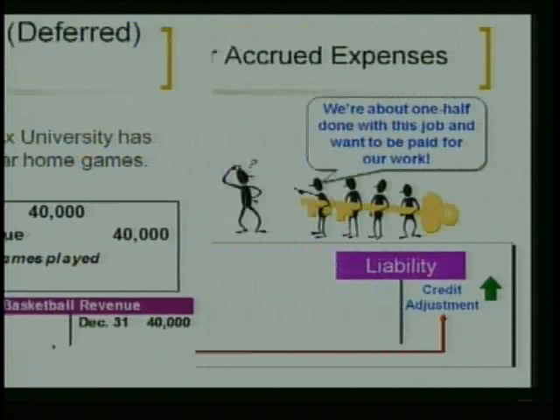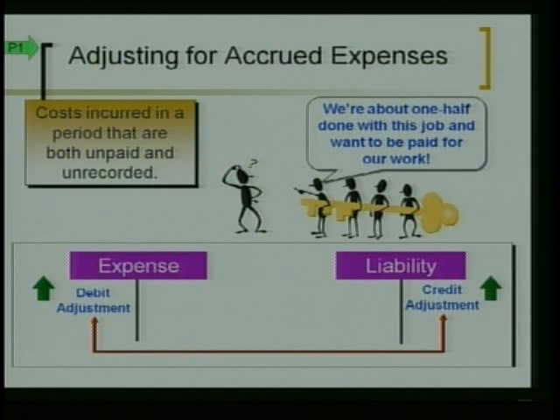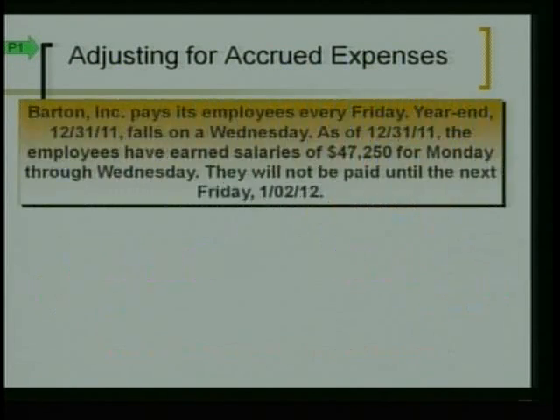Let's go to the next category. This is accrued expenses. In these last two categories, the cash occurs after we make the adjusting journal entries. This is costs that are incurred in a period, but we haven't recorded them and we haven't paid them. Let's look at an example. It's best illustrated with an example.